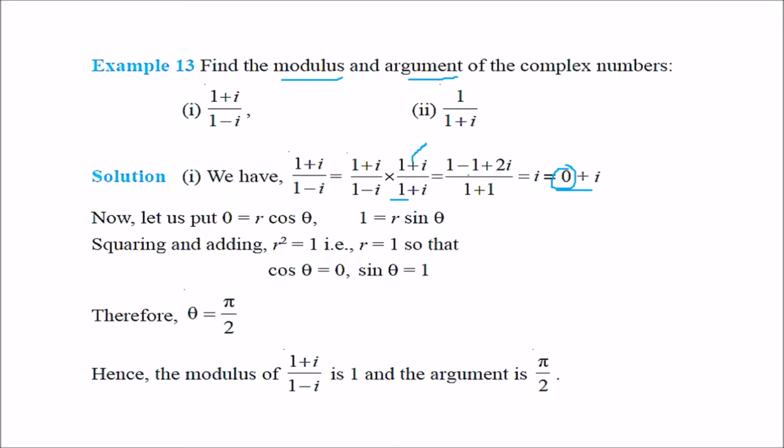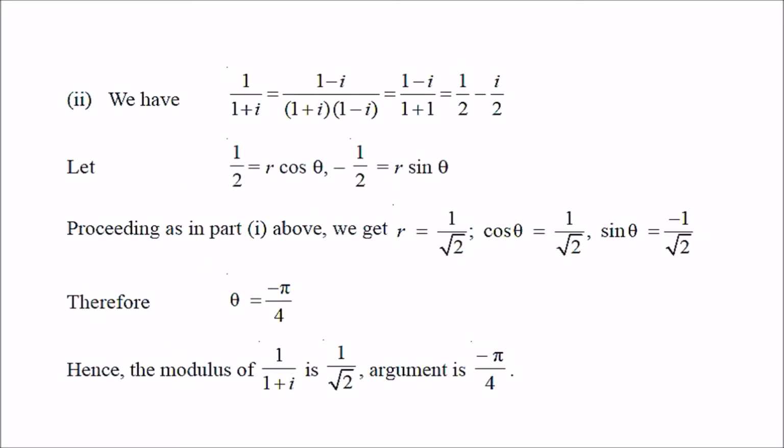So now 0 needs to be placed as r cos theta, because 1 is the coefficient of i, so 1 will be r sin theta. You know that you have to square and add, so r is equal to 1. What will be cos theta? It will be equal to 0 and sin theta equal to 1. So theta is what? Theta is pi by 2. So the modulus is of course 1 and the theta is pi by 2.